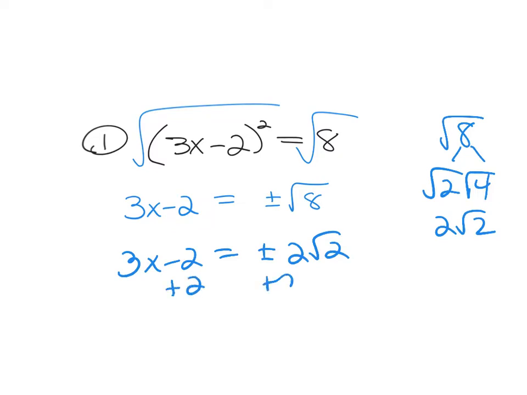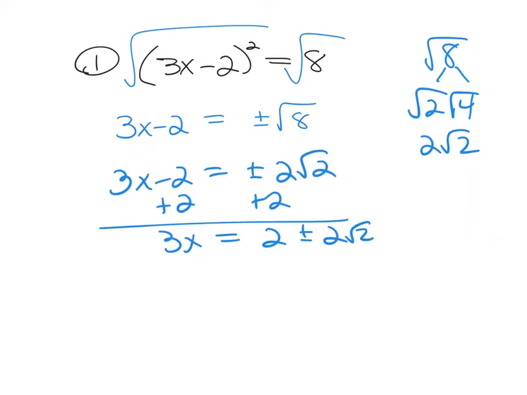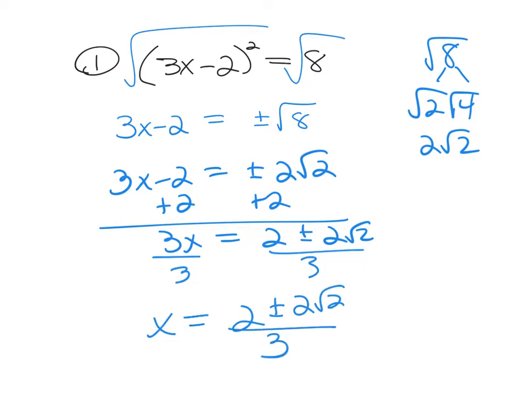Add 2. 3x equals 2 plus or minus 2 radical 2, and then divide by 3. So x is equal to 2 plus or minus 2 radical 2 divided by 3. And you can leave it like that. There wasn't any graphing involved. It was just like that.